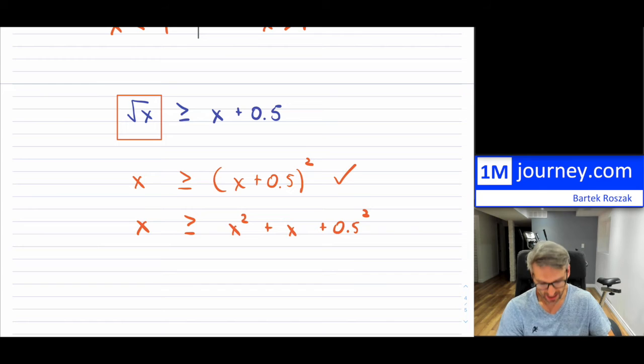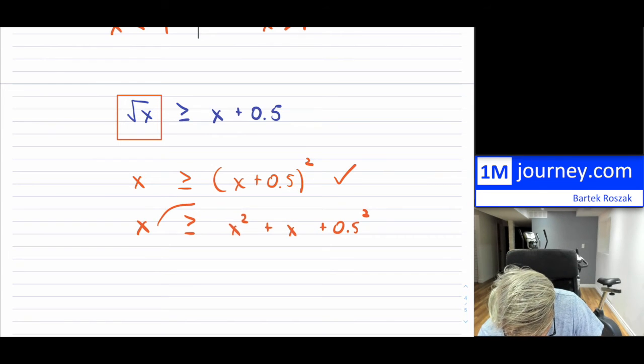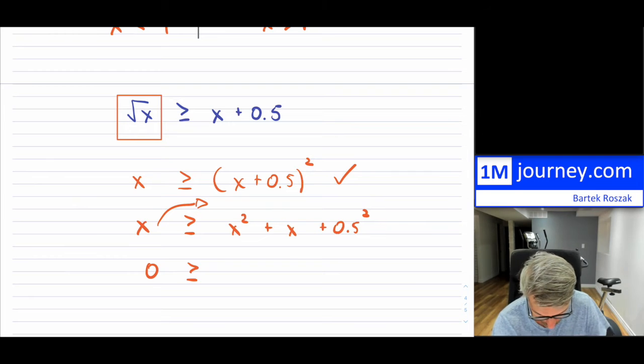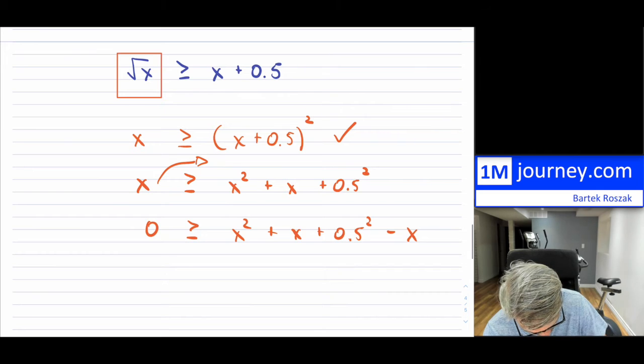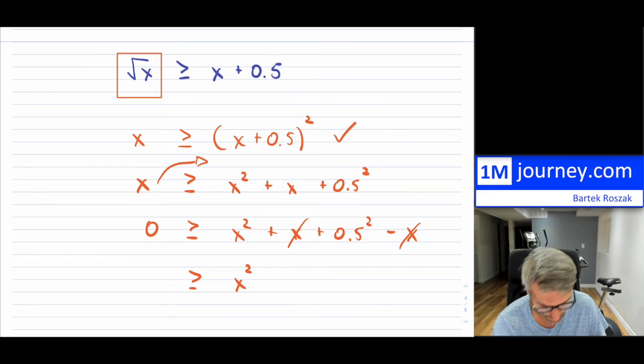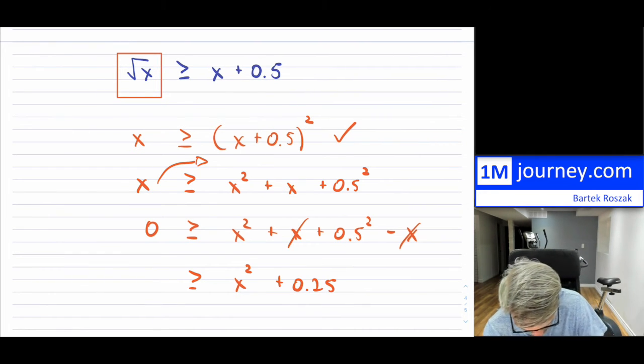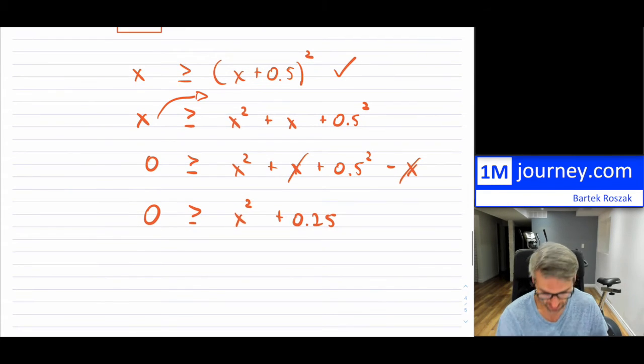And now you might say, okay, well, let me move this over to the other side, and I'm going to get 0. Since I'm moving it, maybe I won't change the inequality. Then I'm going to get x squared plus x plus 0.5 squared minus x. So these two cancel, and what I have now is x squared. That 0.5 squared, I'm going to just put as 0.25, and so on.